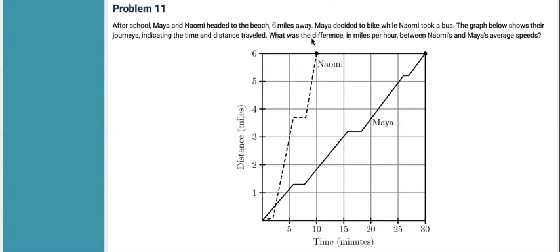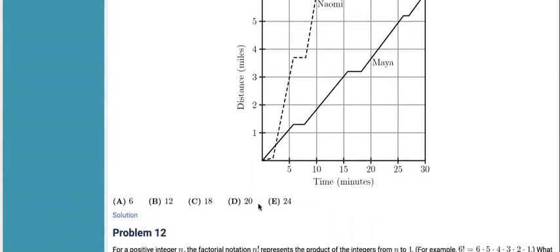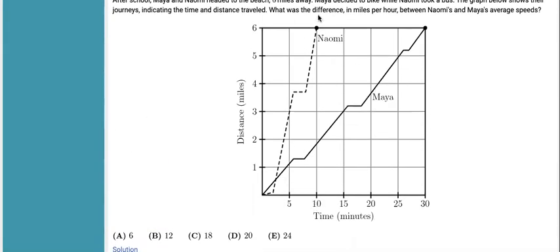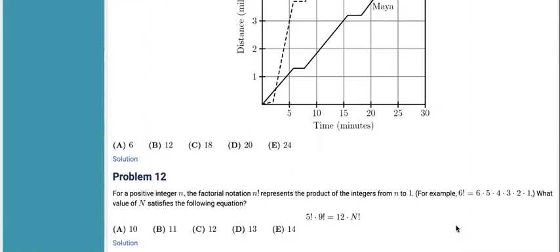That isn't too hard. So Naomi drove 6 miles in 10 minutes. In miles per hour, that means she could drive 36 miles, which is multiplied by 6, in 60 minutes. So she's 36 miles per hour. Maya drove 6 miles in 30 minutes. That means if we gave her twice the time again, she would drive 12 miles. So Naomi can do 36 miles per hour. Maya can only do 12 miles per hour. So the difference is 24 miles per hour. I assume, right? Yeah, it should be E.